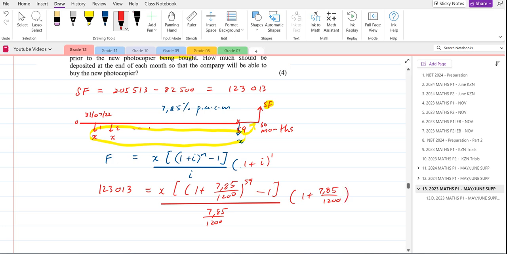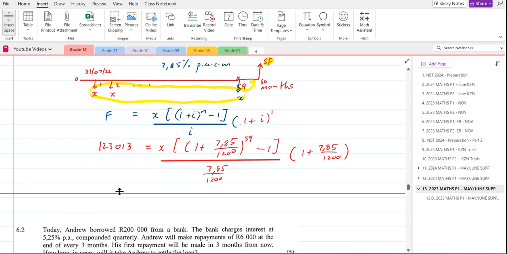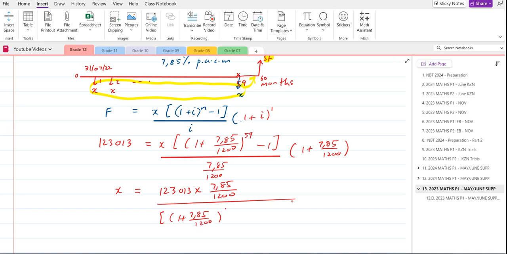Now how we're going to solve this is we're going to cross multiply, then divide by all of this factor. So to solve for x, how are we going to solve for x? X is equal to 123,013 times 7,85 over 1200 and divided by 1 plus 7,85 over 1200 to the power of 59 minus 1, and multiply by this factor 1 plus 7,85 over 1200, and we get an answer for x.